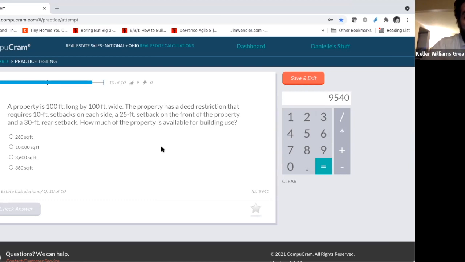Question number 10, a property is 100 feet long by 100 feet wide. The property has a deed restriction that it requires setbacks of 10 feet on each side and 25 from the front and 30 feet from the back. How much of the property is available for building use? Is it A, 260, B, 10,000 square feet, C, 3,600, or D, 360 square feet?